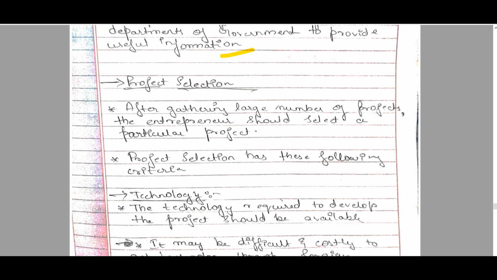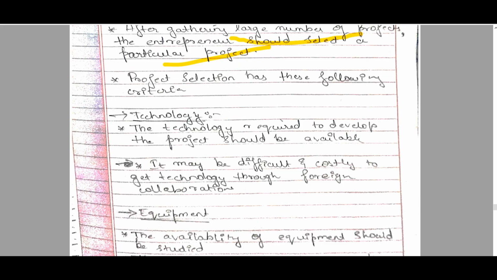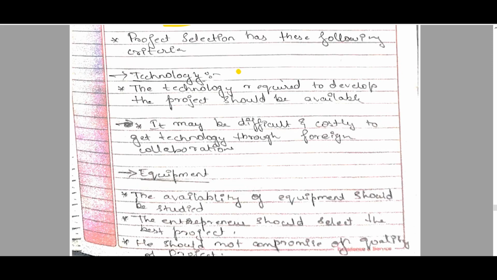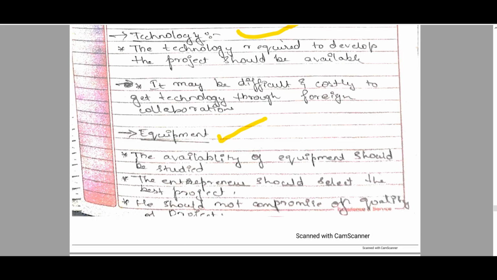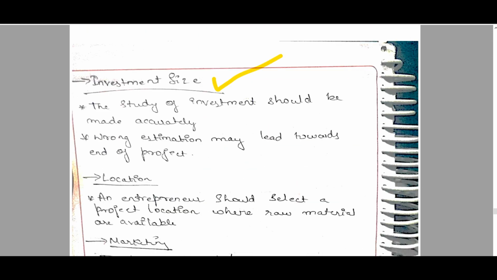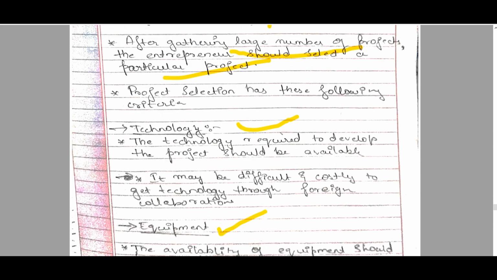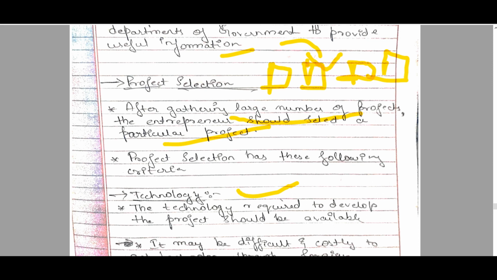Project selection. After gathering a large number of projects, an entrepreneur should select a particular project. He has to gather multiple projects which he wants to develop, and he needs to select the best project. Project selection has the following criteria: technology, investment size, location, market. So these five criteria must be fulfilled when we are selecting the best product.